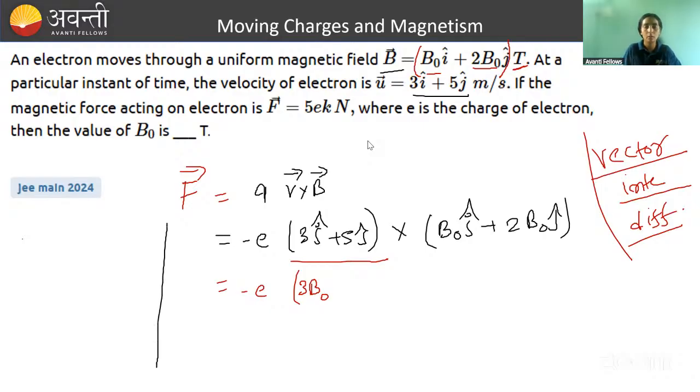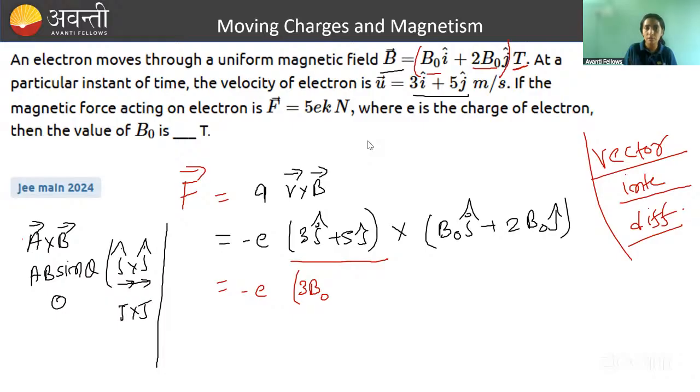Big loss. What is the cross product? Cross product will be written as A cross B, which is equal to AB sine theta. If you do i cross i, you are doing the cross product of two unit vectors in the same direction. The angle between them is 0, so sine 0 is 0. It will be 0. What is j cross j? 0. What is k cross k? 0.